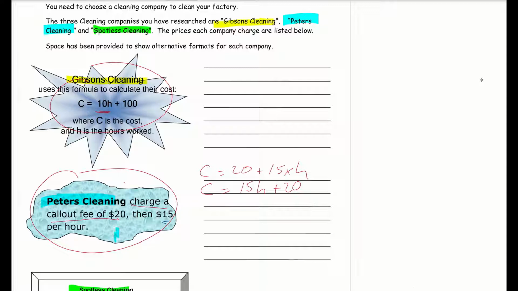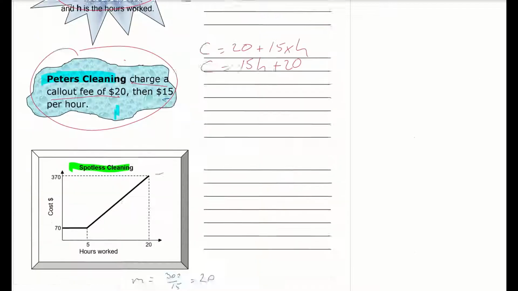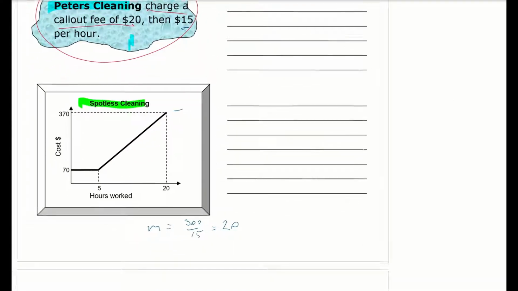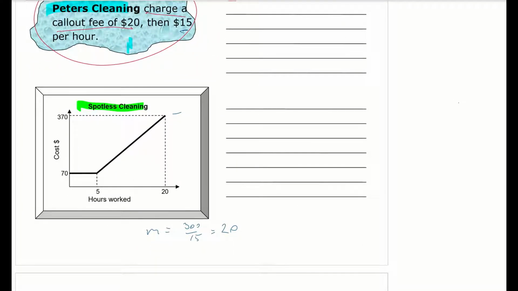So here, there's my fixed cost. These guys are going to have a call out fee of $100, and then it's going to be $10 per hour. Now let's have a look at these guys. We'll draw the graphs later.